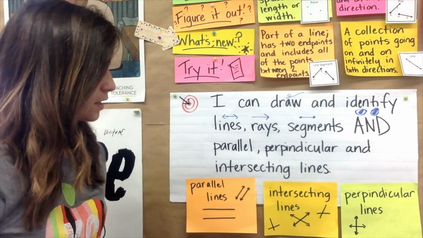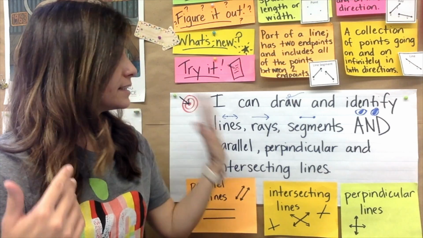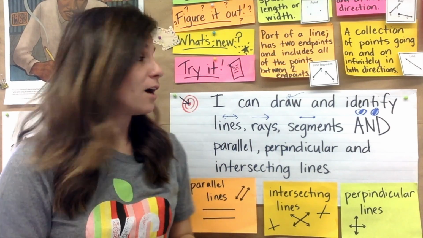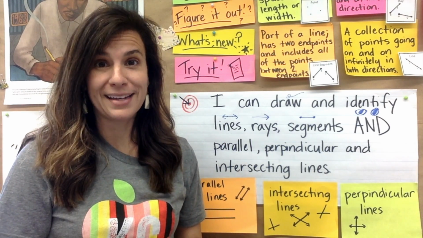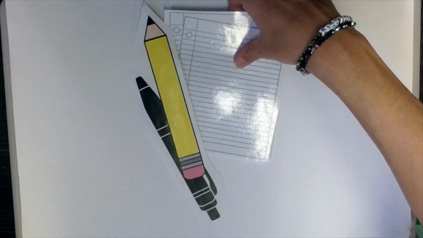Vertical and horizontal. So let's take a look at how we can do our identification and drawing of lines, segments, and rays in our What's New problems today. Grab your writing tool and some paper or a marker board, and let's get started.